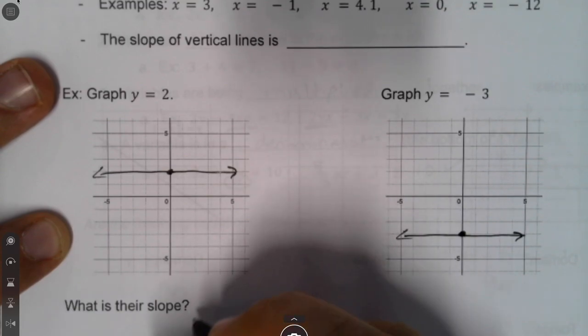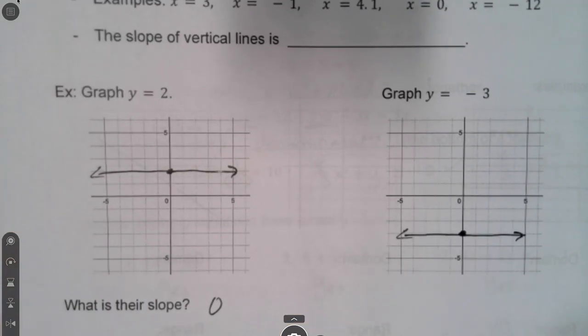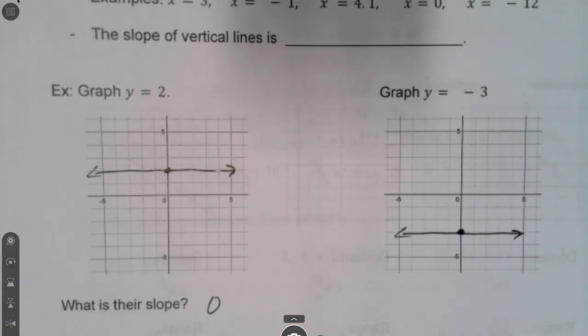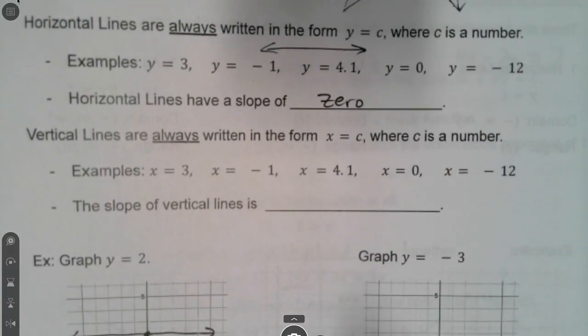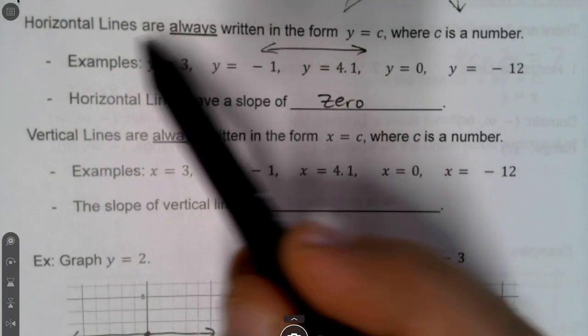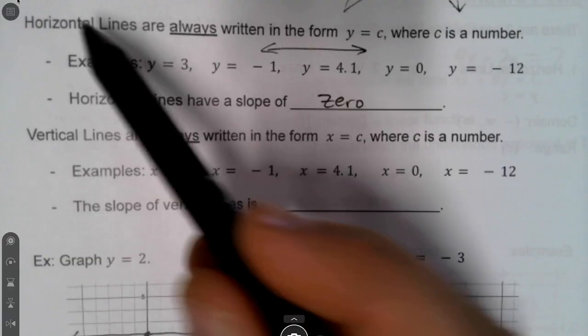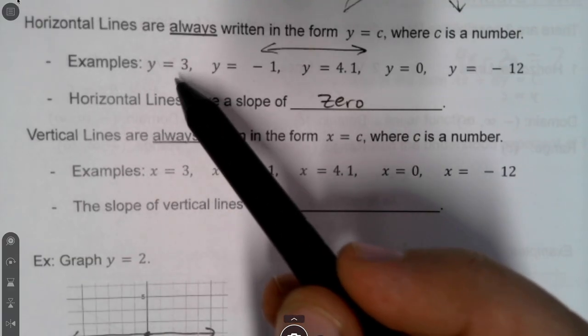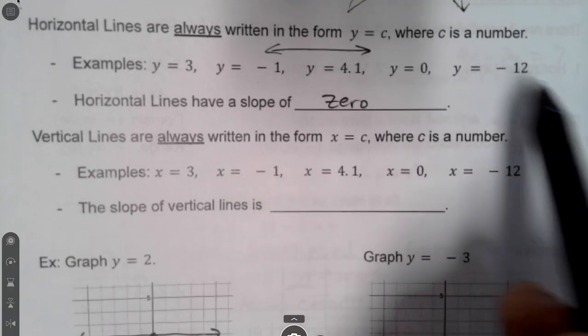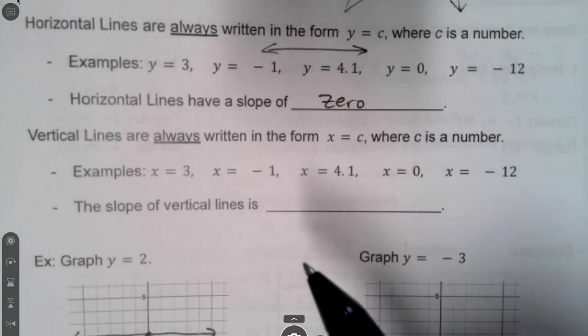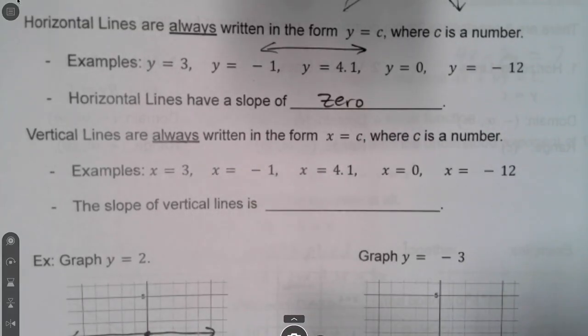And what is their slope? Their slope is 0. Horizontal lines have a slope of 0. So this is more a memory thing. This is something you just need to stick in your brain. Horizontal happens when y equals a number. In other words, there's no x that shows up in the equation. It's a horizontal line, and the slope is 0.